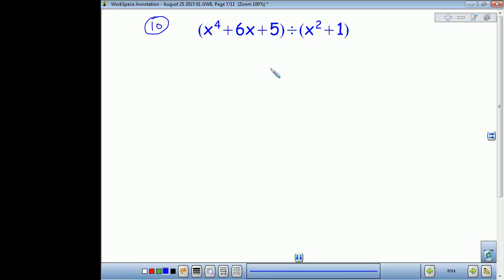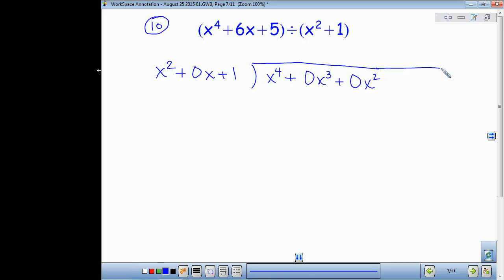Not yet. Okay, now, when we have ones like this that are missing degrees, you might find it to your advantage if you put in zeros for your degrees that are missing, especially in your dividend. Now, is this a requirement? No. Does it help students get it correct more often? Yes.